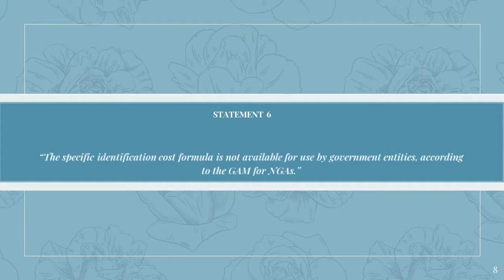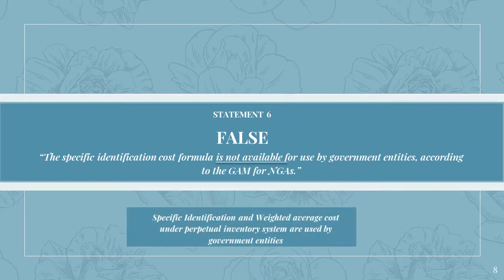For the sixth statement, the specific identification cost formula is not available for use by government entities according to the GAM for NGAS. This statement is false once again because of the phrase not available. Specific identification and weighted average cost under perpetual inventory system are used by government entities. Therefore, the specific identification cost formula is available for the use of government entities. That's why this statement is false, because it states that it is not available.